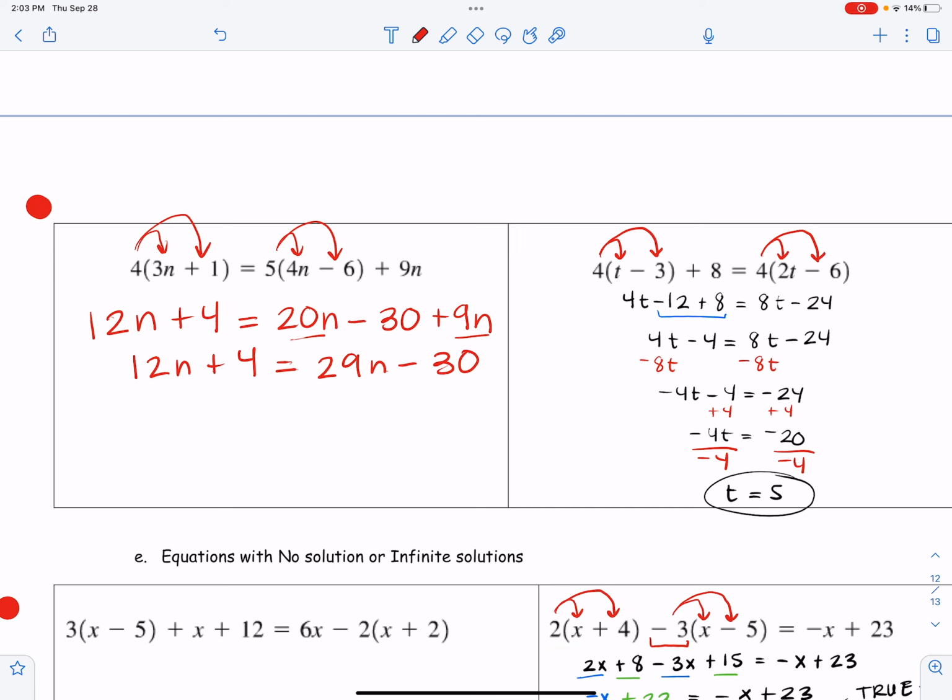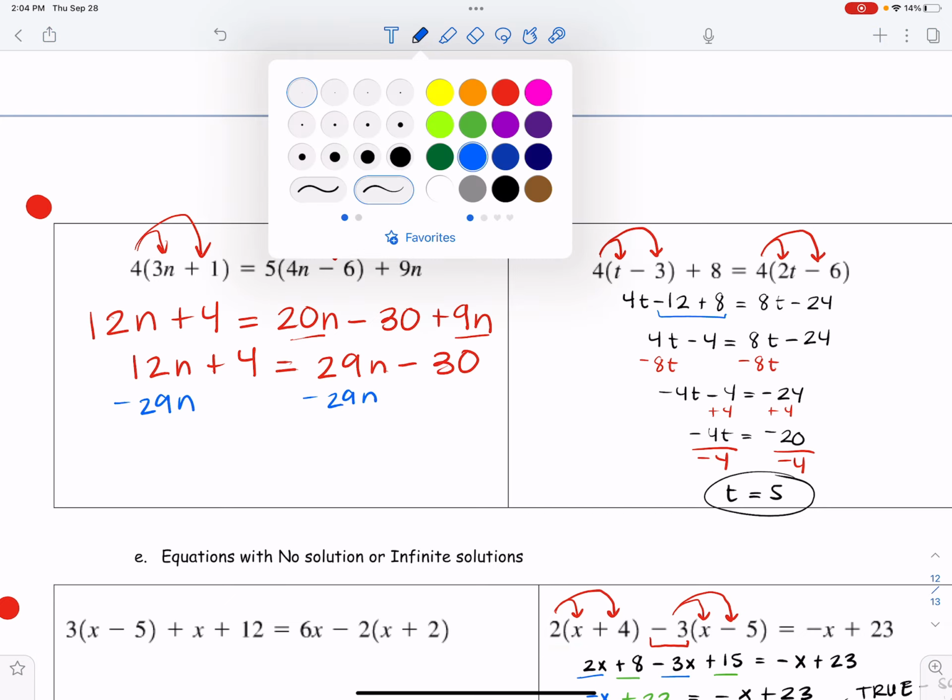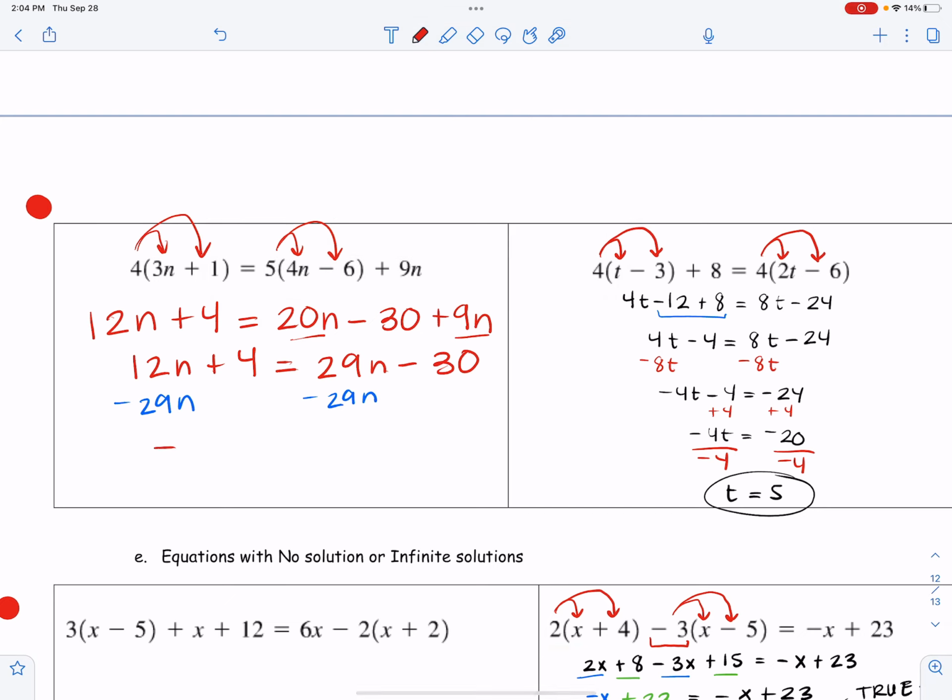Then you can start working to move the variable to one side and everything else to the other. So here I'm going to subtract 29n, to move over to that side. That's going to leave me with negative 17n plus 4 is equal to negative 30.